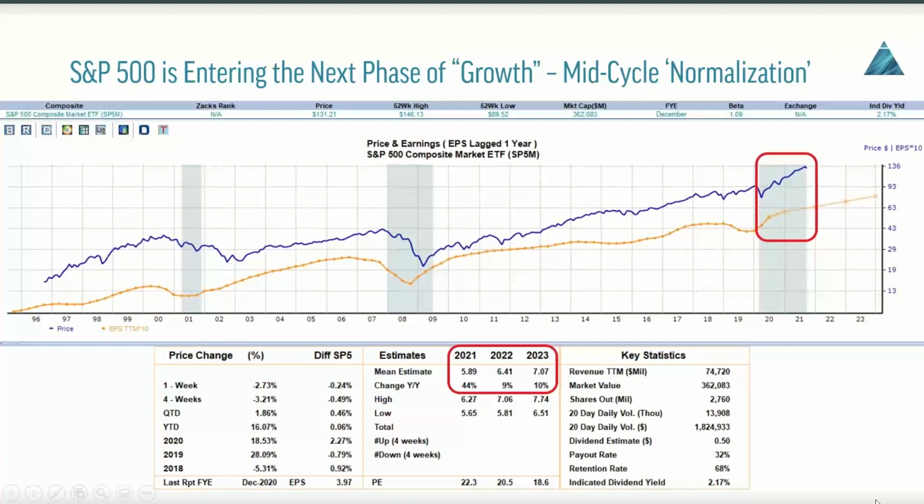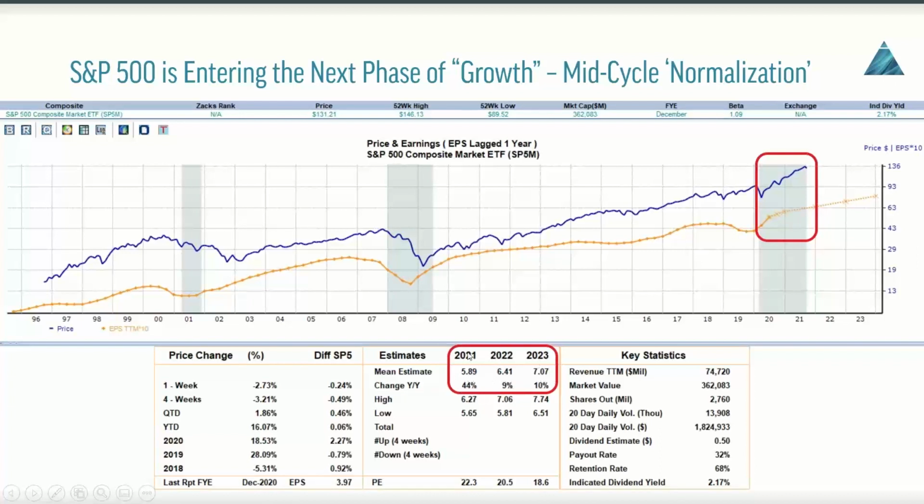A few webinars ago, we talked about the S&P 500 entering into that next phase of growth. Really, the entire economy is, right? So this is what we call that mid-cycle normalization. And I called this out months ago when I first started seeing these EPS estimate forecasts for 2021 really start to take a dip for 2022. In other words, the analysts started really reining in their estimates for 2022 and 2023 growth.